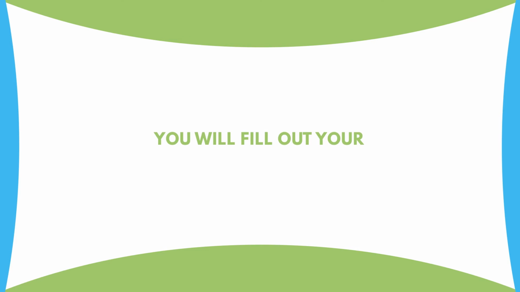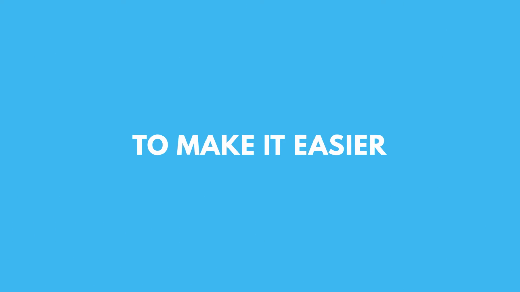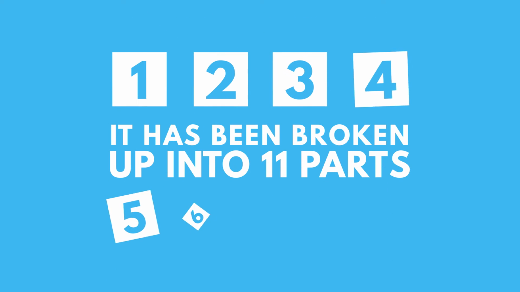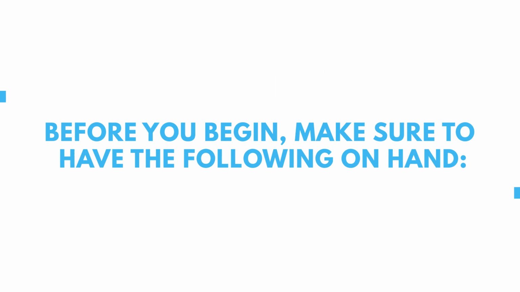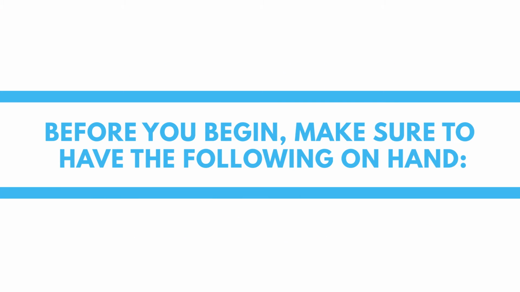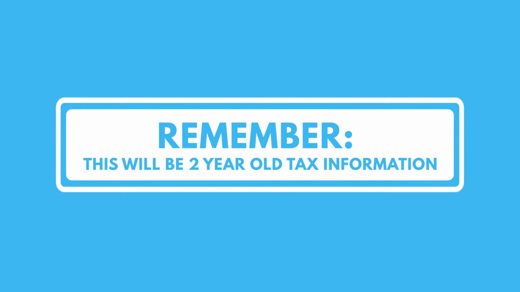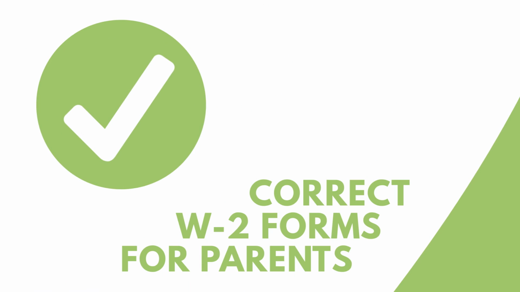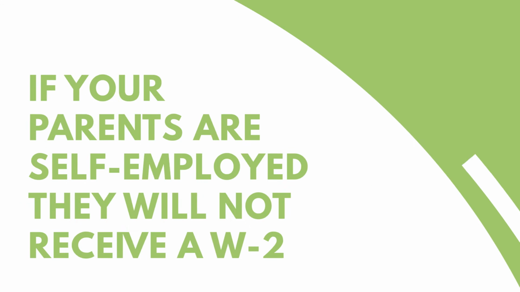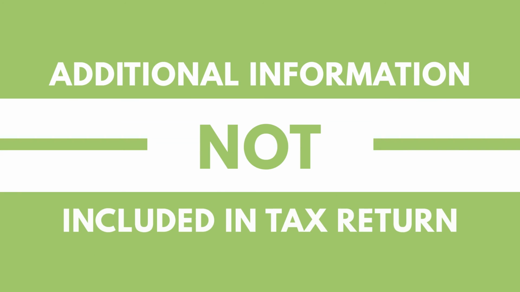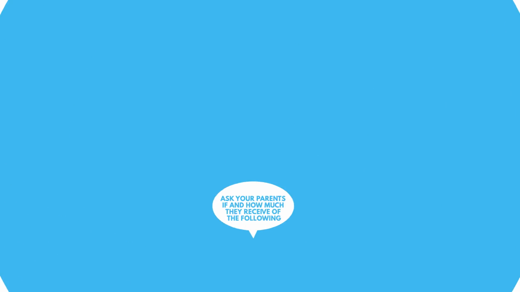In this section, you will fill out your parents' financial information. To make it easier, it has been broken up into 11 parts. Before you begin, make sure to have the following on hand. 1. Correct tax information for the FAFSA application. Remember, this will be 2-year-old tax information. 2. Correct W-2 forms for parents. If your parents are self-employed, they will not receive a W-2. 3. Additional information not included in tax return.